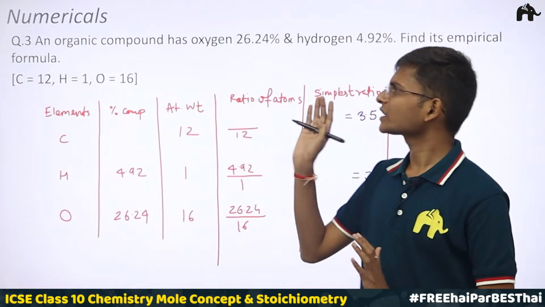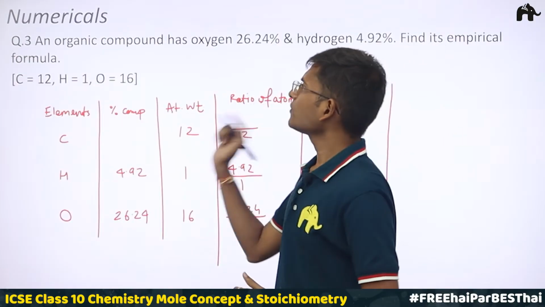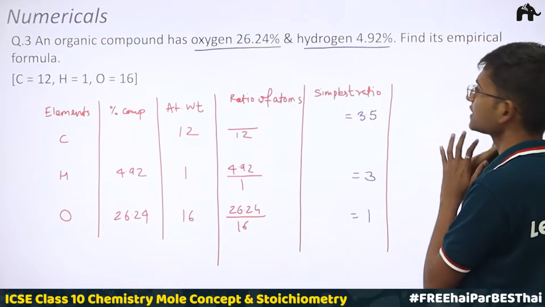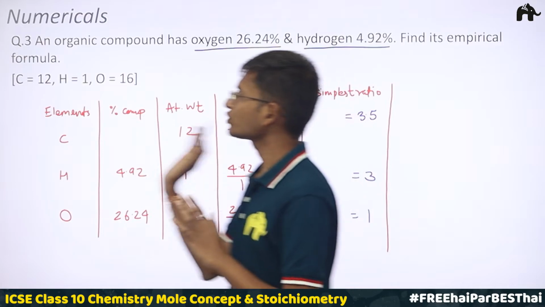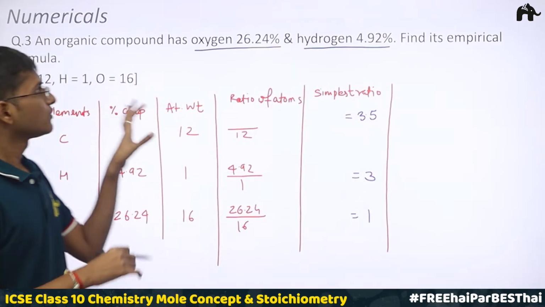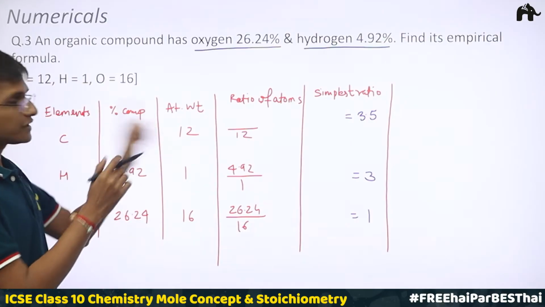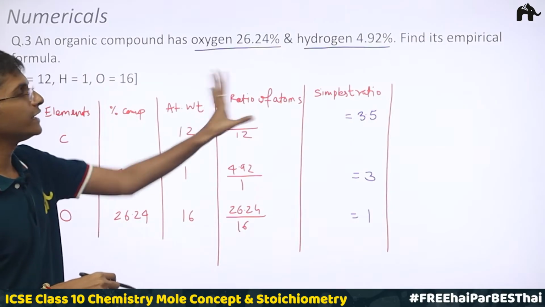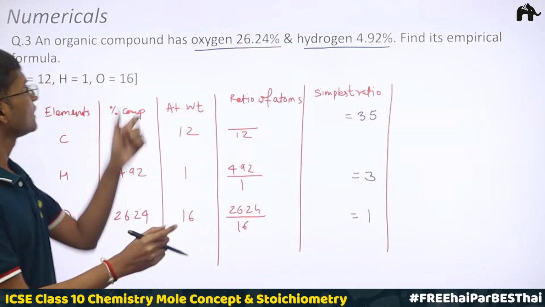Now let's see the next question. An organic compound has oxygen this much percent, hydrogen this much percent. Find its empirical formula. And we have been given the atomic weights. So see, what's different in this question is, first thing, they haven't given us the percentage by weight of one element in this compound.